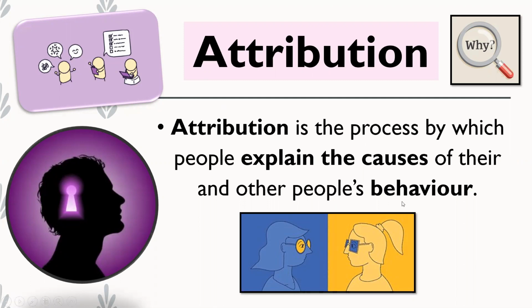So for example, if you come late to school, the reason you give for coming late to school is how you attribute your behavior to a particular reason. Okay, so attribution is basically how we explain the causes. It's how we explain the why of why we've come late to school, or why we've done something, or why we behave the way that we behave. Okay, so that's attribution, the definition that we need to know.